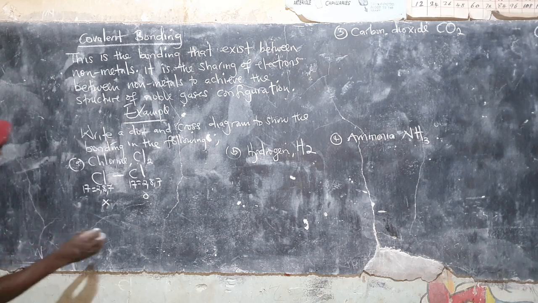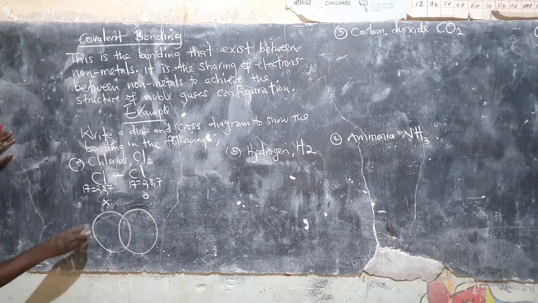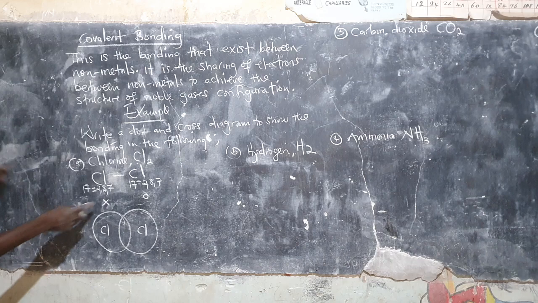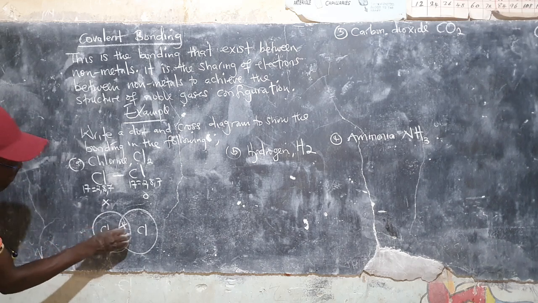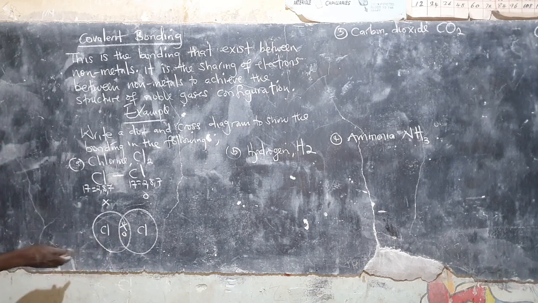So now, what happens is that we're going to draw 2 circles. This is for Cl, Cl. I'm just showing the last shell there. This chlorine will share an X, what it needs. This one also shares a dot. After sharing, what will happen? There's 1, 2 here, 1, 2 also here.